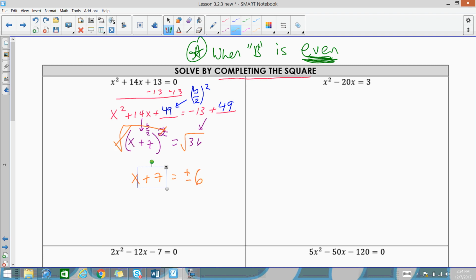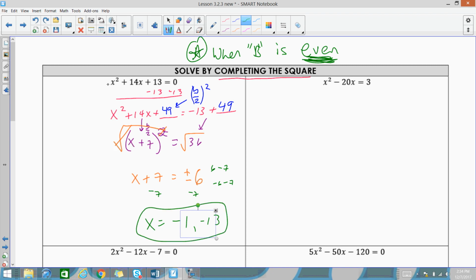If you haven't remembered plus or minus yet, we really need to make sure that anytime you take the square root, which is every problem, you put plus or minus. So now, to get our 2 solutions, we're going to have to subtract 7, and you're going to get x equals 6 minus 7 and negative 6 minus 7. So you're going to get negative 1 and negative 13 as your solutions.